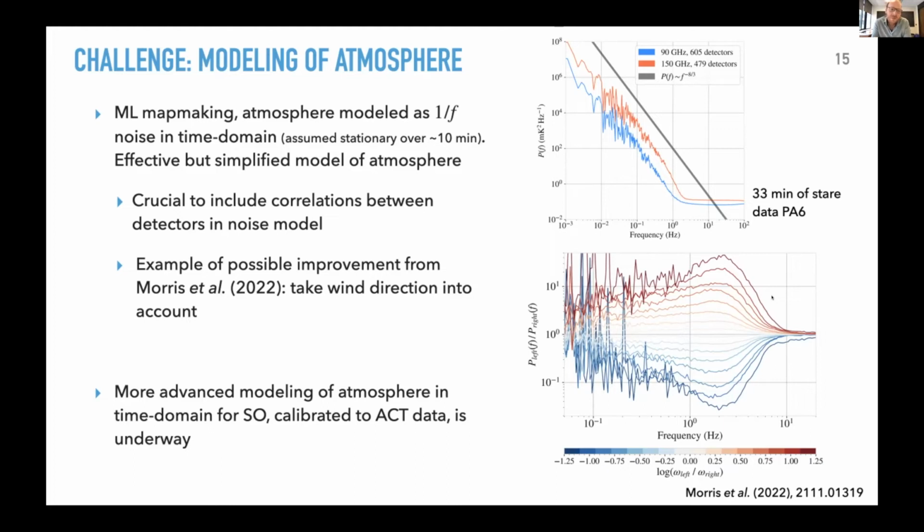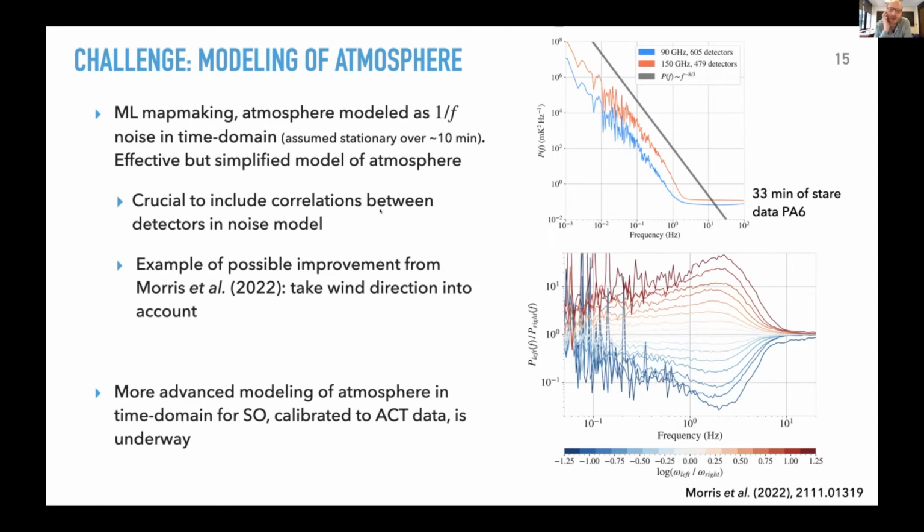So in our data analysis pipeline, we use what people call maximum likelihood map making. The details are not so important. What's important is that we model the atmosphere as noise. It's modeled as a 1/f type spectrum. It's very crucial to include correlations between the detectors in the noise model. That's easy to understand.